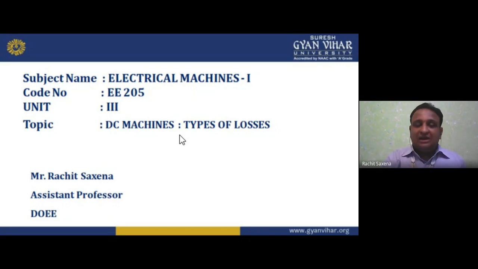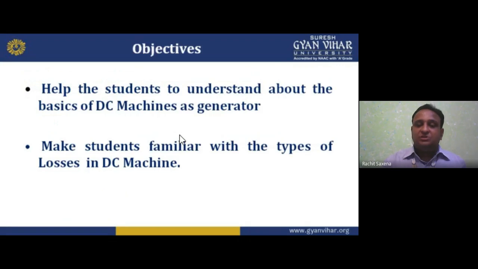Now, if I am starting this lecture, there will be some objective for myself and for you, my dear students. First is to help the students understand the basics of DC machines and generators. We cover the DC machine as a generator, how it works, and on which law it is based. Then we are going to study how losses take place, and make students familiar with the types of losses in DC machines, meaning how many losses we can find in DC machines.